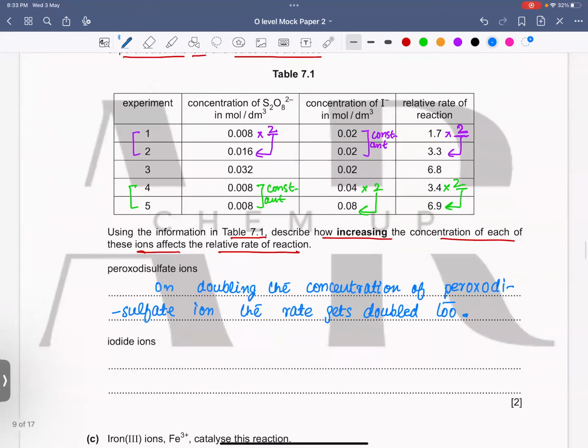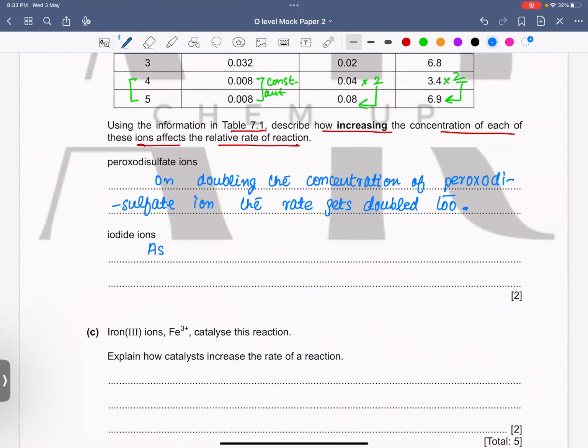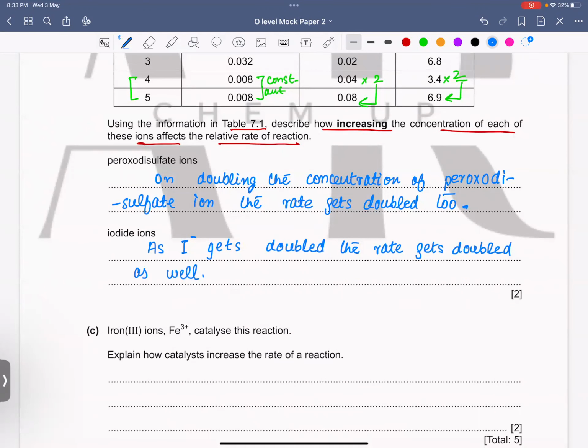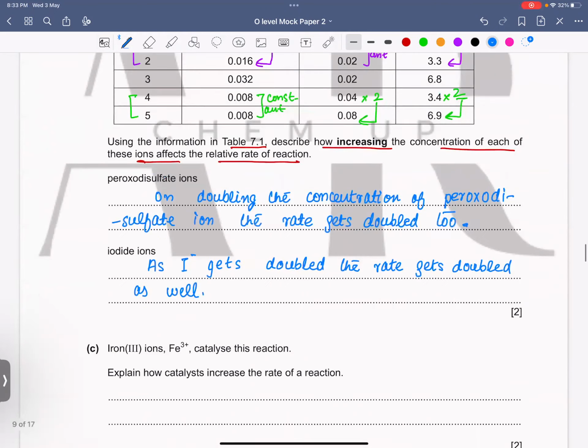So here I can write that as the concentration of iodide gets doubled, the rate gets doubled as well. Is this clear to everyone? If anybody has any doubt, any issue, kindly ask. Yes, is it clear? Yes, sir.